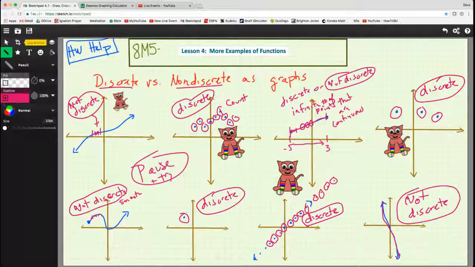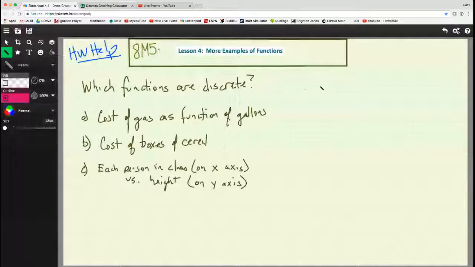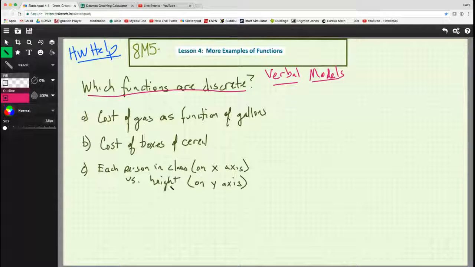Okay, hopefully one last set of homework help. So which functions are discrete? I'm going to give you a verbal model. We're going back to verbal models. In this one, we talk about the cost of gas as a function of gallons. So is that discrete or not discrete? We've got to think about, can you buy fractions of gas, or do you have to buy it in discrete amounts? The same thing with the boxes of cereal. And then the last one is the persons in class versus their height.